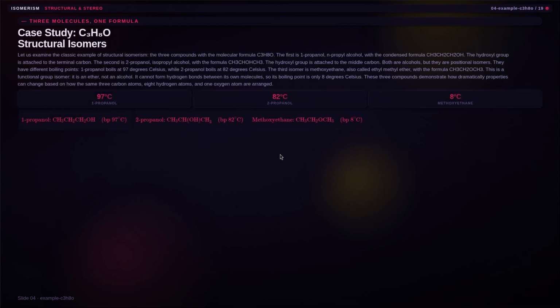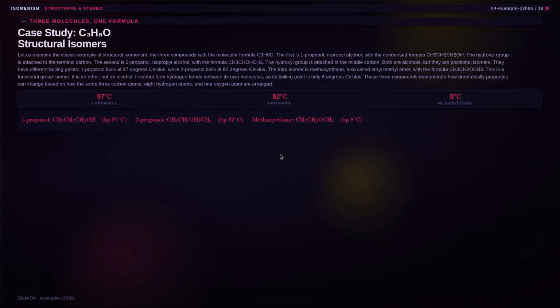Let us examine the classic example of structural isomerism, the 3 compounds with the molecular formula C3H8O. The first is 1-propanol, N-propyl alcohol, with the condensed formula CH3CH2CH2OH. The hydroxyl group is attached to the terminal carbon. The second is 2-propanol, isopropyl alcohol, with the formula CH3CH(OH)CH3. The hydroxyl group is attached to the middle carbon. They are positional isomers with different boiling points.